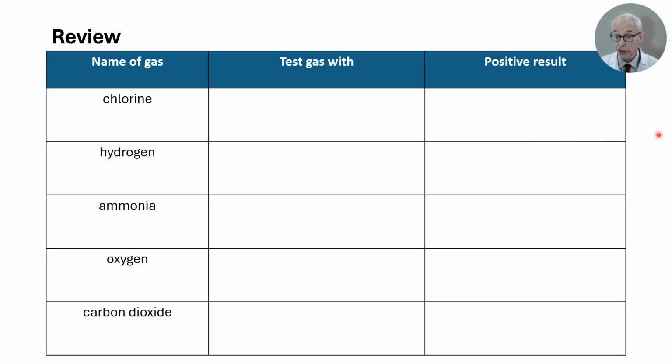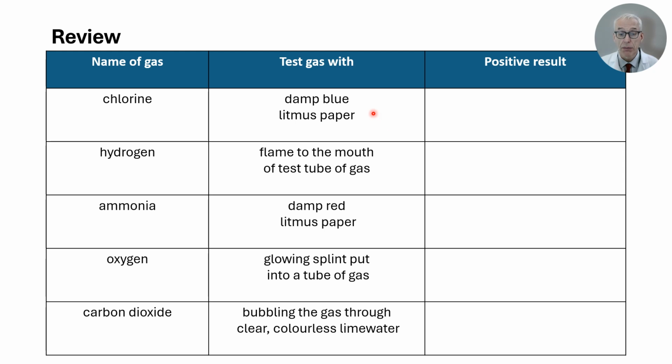Okay, so I'm about to reveal, so I hope you're ready. Chlorine, damp blue litmus paper is the test. Hydrogen, a flame to the mouth of the test tube of the gas. Ammonia, damp red litmus paper. Oxygen, a glowing splint placed into a tube of gas or source of gas. Carbon dioxide, bubbling the gas through clear, colourless lime water.